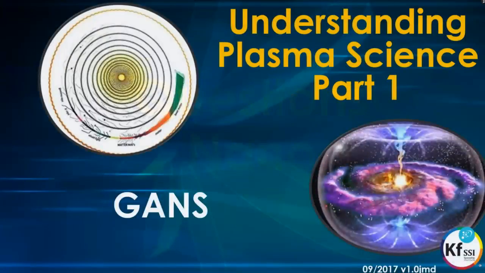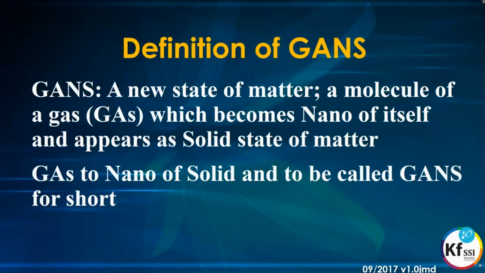Okay, so we'll now go on to the third section, which is just going to be explaining a bit on what Gans is, that we've introduced in the beginning. Definition for Gans: it's a new state of matter, a molecule of a gas which becomes nano of itself and appears as solid state of matter. Gas to nano of solid is to be called Gans for short. We'll just explain a bit more about that.